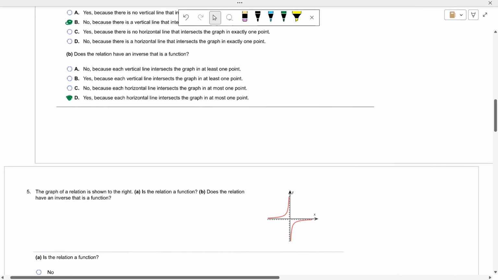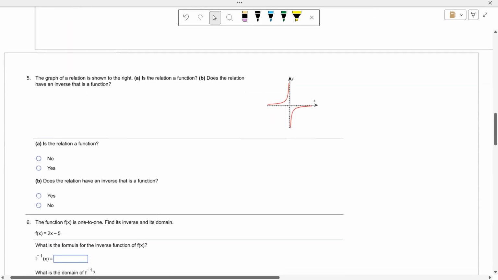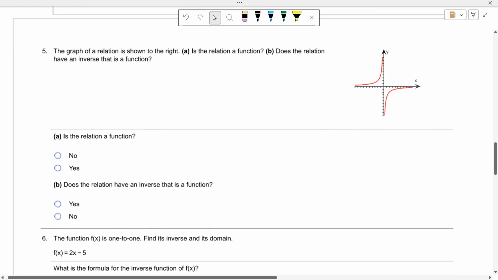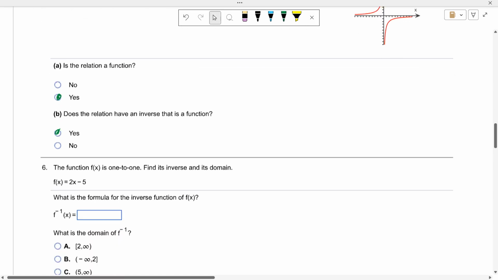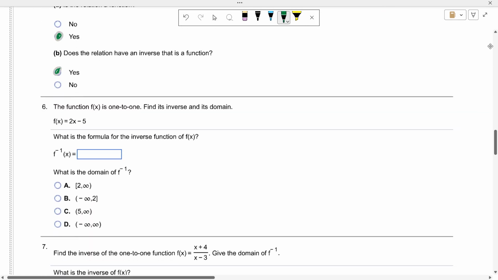All right. Does this relation here pass the horizontal line, vertical line test? This one. Yep. Does it pass the horizontal line test? Yep. So it's yes for both. Is this function 1-to-1?